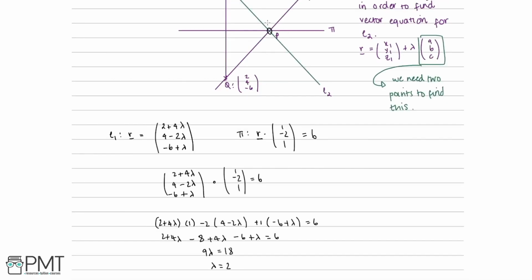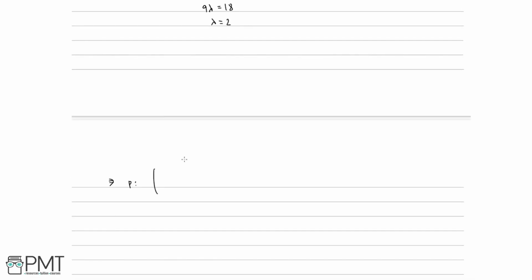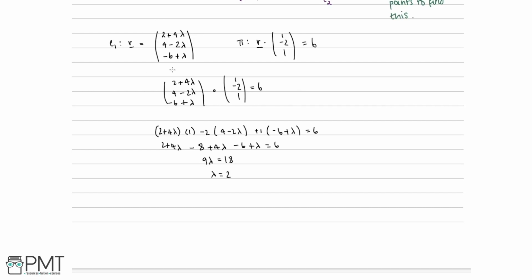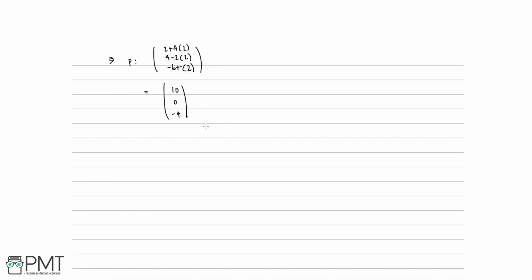Now at this point P, our position vector of r is such that λ = 2, and hence our point P can be rewritten as (2 + 4 × 2, 4 − 2 × 2, −6 + 2). And this is equal to (10, 0, −4), as we substitute 2 for lambda in our equation for the line L1 over here. And hence we found the point P.